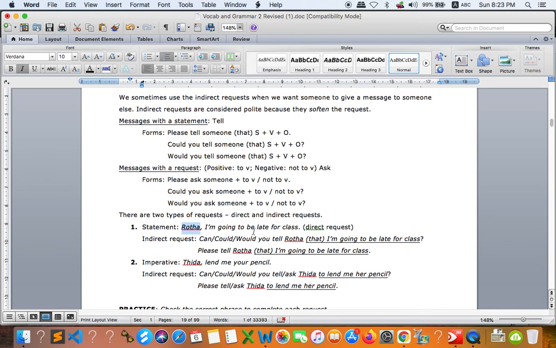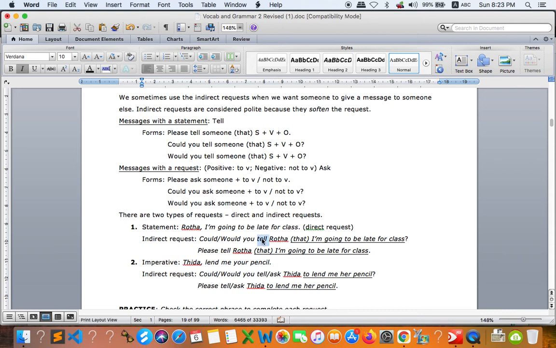Rata, I'm going to be late for class. And then maybe you are with me, and then you can say can or could. Actually in the lesson we don't have can, but of course you can use can right here, also fine. But let's stick to the book. Okay, so just use could and would. In the old book we have can, could, and would, but in this case let's use only could and would. All right, so the answer is could or would you tell.